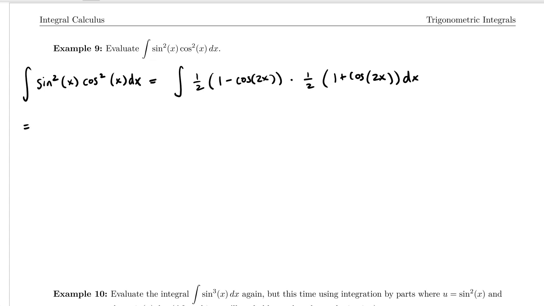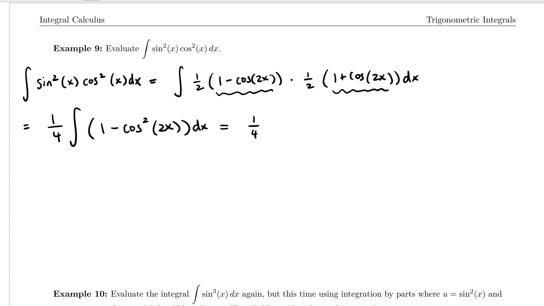So now what I can do is, I have 1/2 times 1/2, that gives me 1/4. I'm going to factor that outside of my integral. And then I have 1 minus cosine of 2x times 1 plus cosine of 2x. I'm going to go ahead and multiply those together. You might be able to recognize that that is a difference of squares, so I have 1 minus cosine squared 2x dx, like that. I'm now going to split this up into 2 different integrals, so I have 1/4 times the integral of 1 dx minus 1/4 times the integral of cosine squared 2x dx.